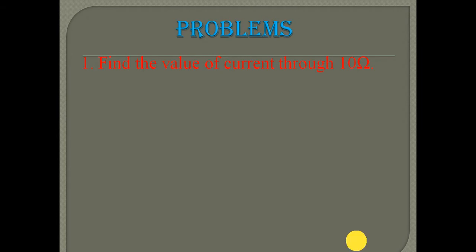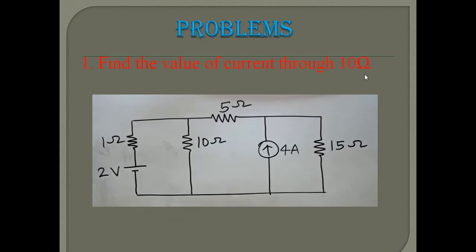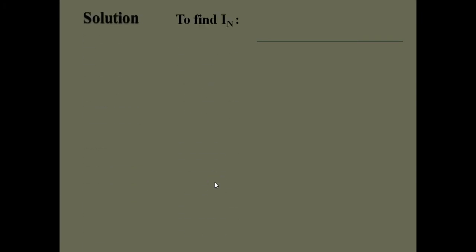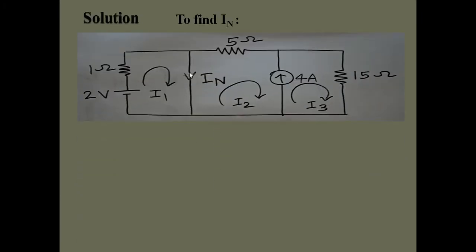The first problem is to find the value of current through 10 ohm. We have to find the value of current through 10 ohm resistance. So step 1 is to replace this branch with a short circuit and name the current across this branch as IN. The rearranged circuit for this case will be like this. Then we will write down the equation for IN. The equation of IN will be I1 minus I2 because it is a common branch for loop 1 and loop 2. So IN is equal to I1 minus I2.